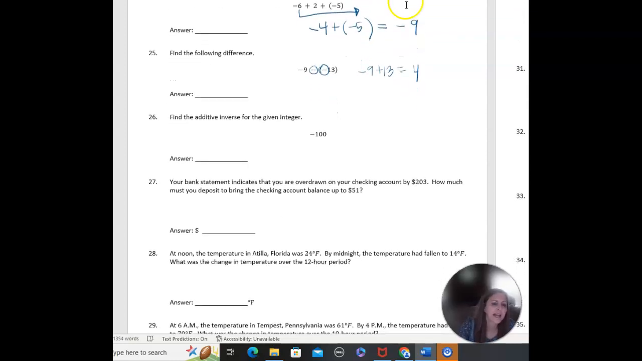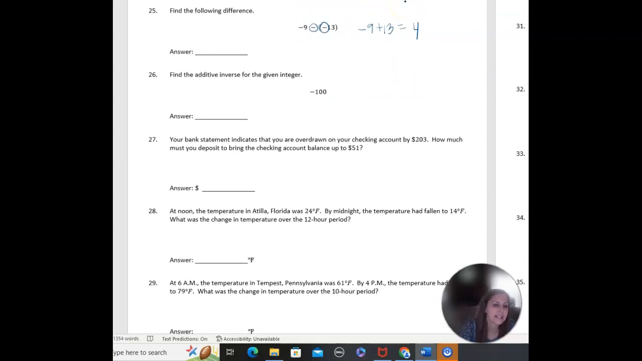Okay, what is the additive inverse? Inverse means opposite. So what they're asking you is what would you add? What is the opposite of negative 100 if you're adding? Well, the opposite of negative 100 is positive 100, because when we put those two together, we get 0. And so those are additive inverses, additive opposites.